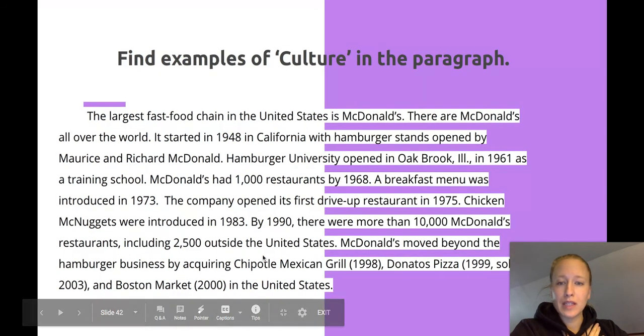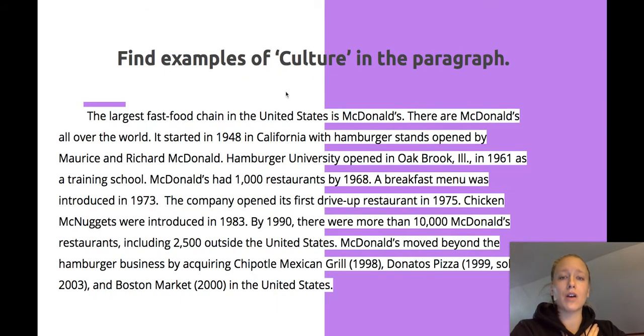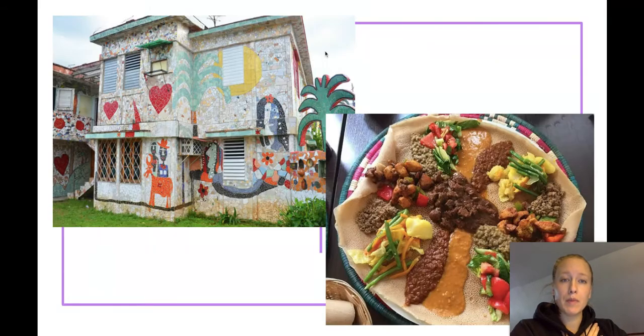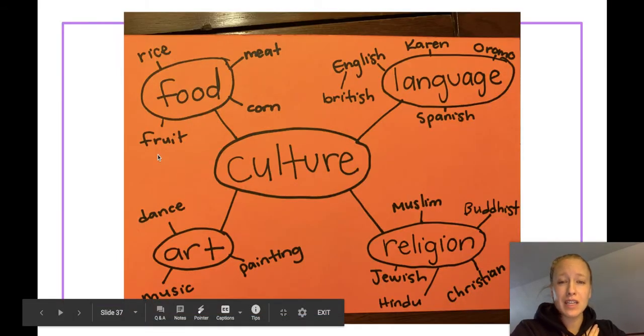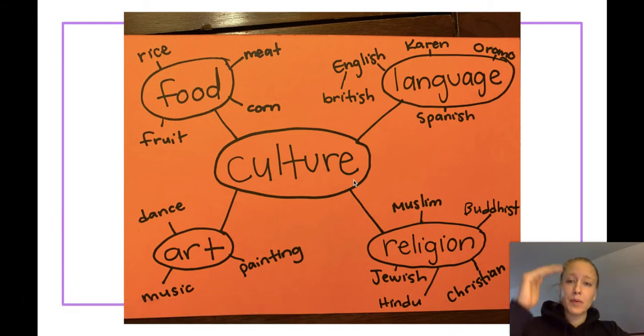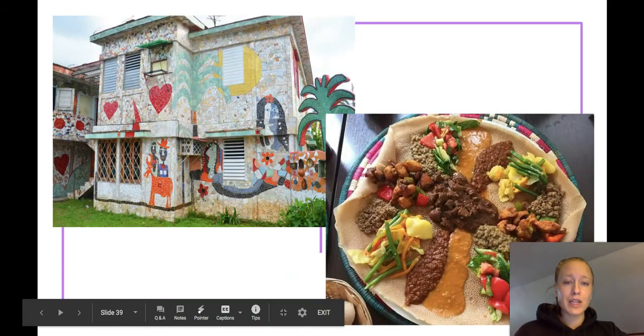So we're going to read this paragraph. And in the paragraph, we're going to look for examples of culture. So remember, back to our graphic organizer, all of these are examples of culture. So as we're listening to the paragraph, think about, does it talk about art? Does it talk about food? Maybe different languages or religion? So that's what you're listening for when we're reading the paragraph.